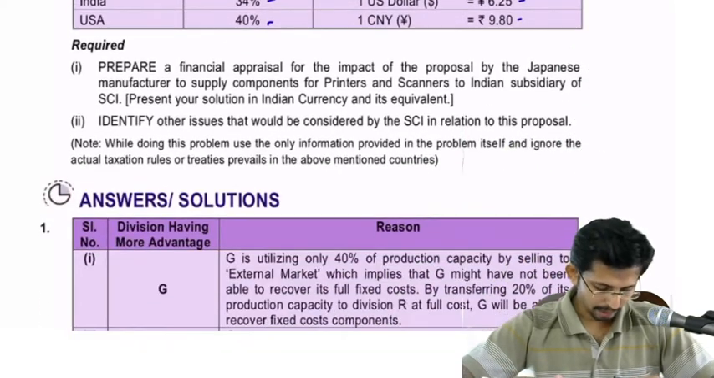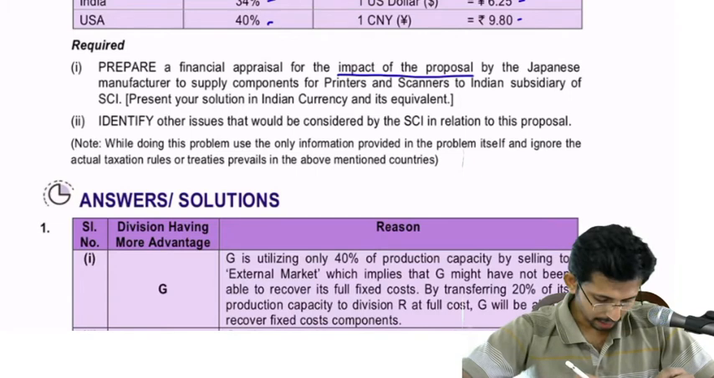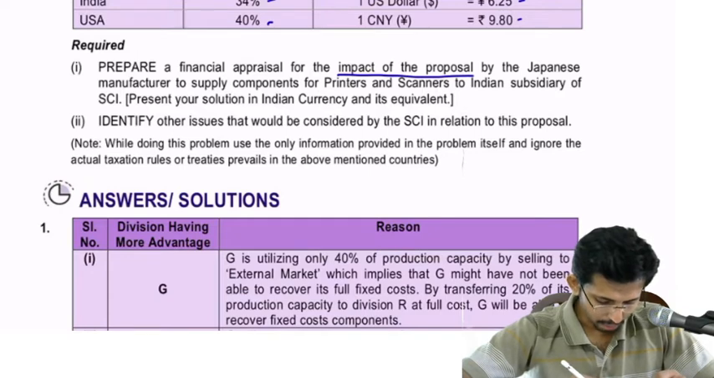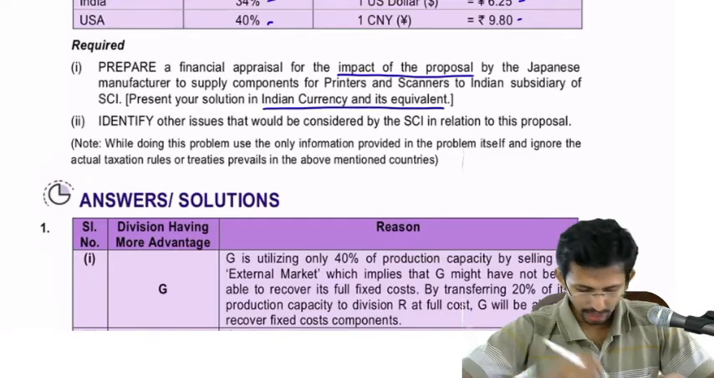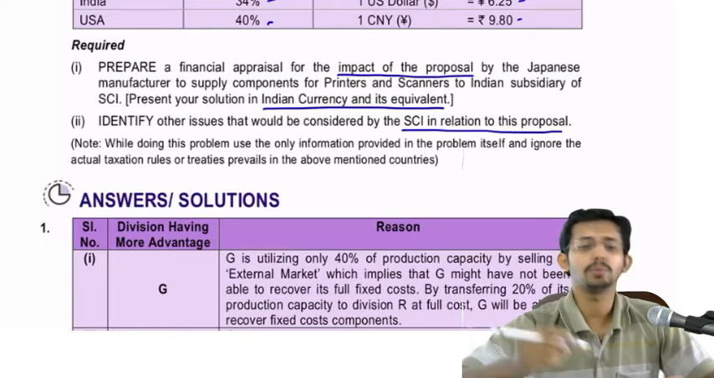Now, what is the requirement? Prepare a financial appraisal for the impact of the proposal by the Japanese manufacturer to supply components for printers and scanners to Indian subsidiary of SCI. Present your solution in Indian currency and equivalent. Identify other issues that would be considered by SCI in relation to this proposal.